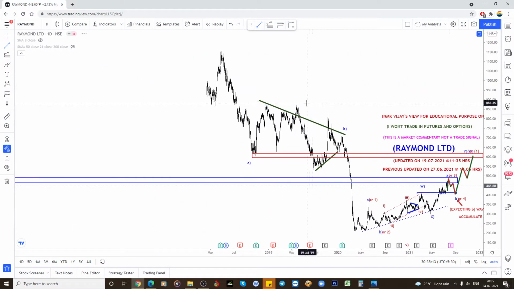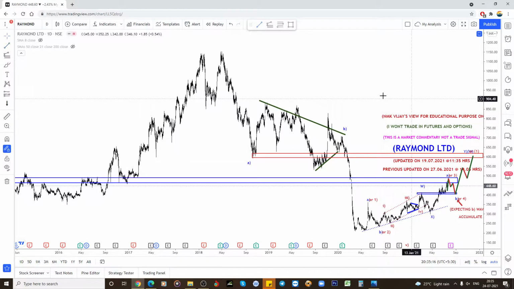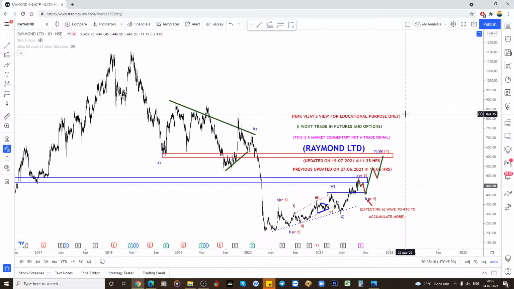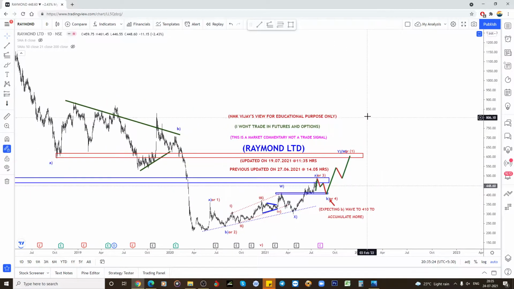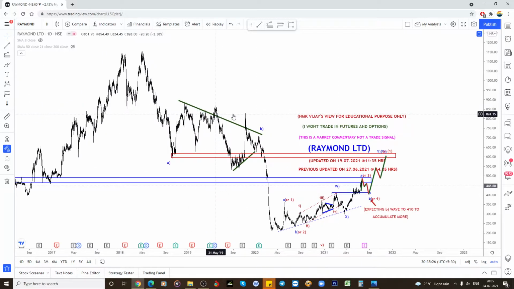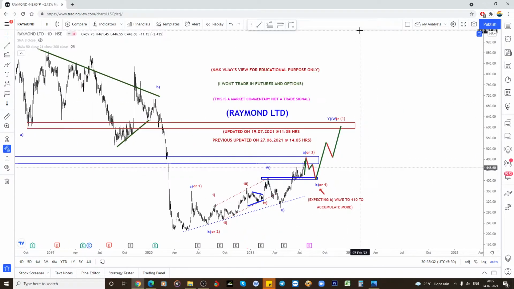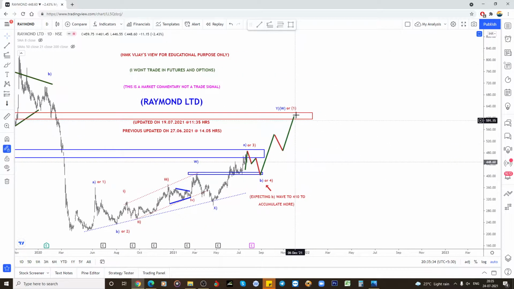Otherwise, it can reach up to this level, 850, the next resistance level. But this is my first resistance level. If it is so aggressive, it could reach up to this 840 to 850 zone. Whether it is sustained here and keeps rejecting, we may get one more three-wave structure, and again it can shoot.